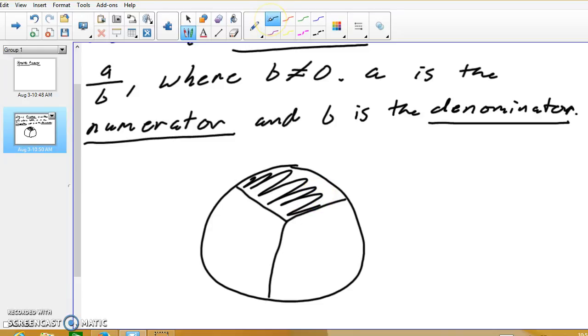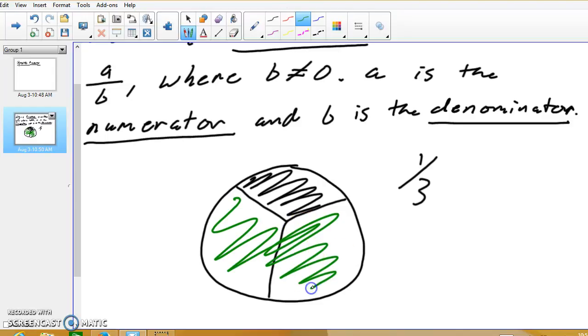Well, they have eaten 1 out of 3 pieces, or 1/3 of the pie. It also could be said that there are 2 out of 3 pieces remaining. So there are 2/3 of the pie left. So that's essentially what we mean by fractions. It's dividing up a whole into equal parts.